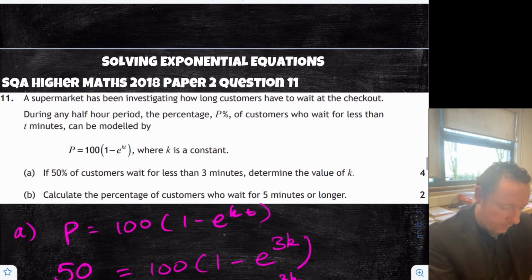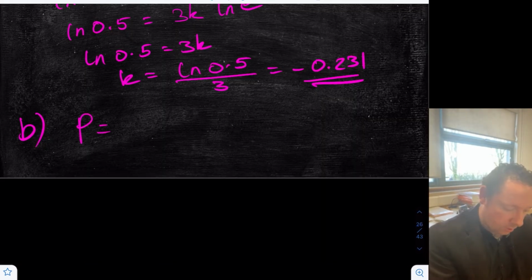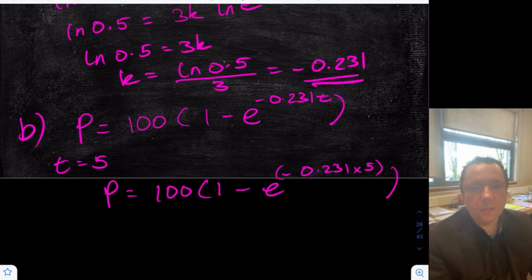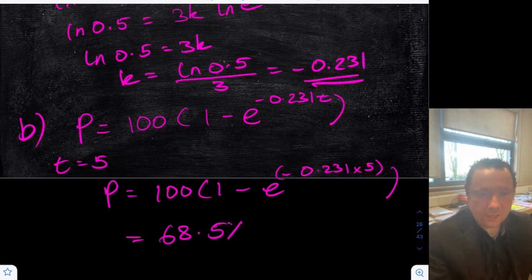And we're done there. Part B says calculate the percentage of customers who wait 5 minutes or longer. So t is just 5. P is 100(1 minus e to the minus 0.231t), because k is minus 0.231. So when t is 5 minutes, P equals 100 times (1 minus e to the minus 0.231 times 5). And then we just need to work that out. If you do that in a calculator, you'll get 68.5. So it's 68.5% wait for less than 5 minutes.